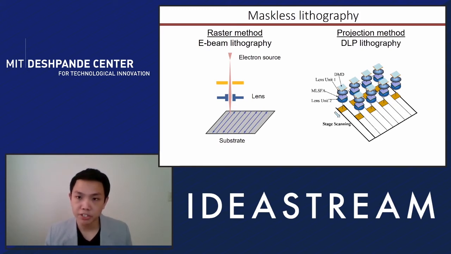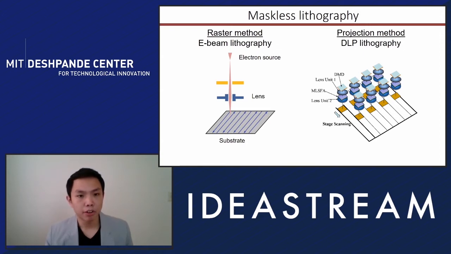One example of projection method is digital light processing lithography, or DLP. In this case, you have millions of microscopic mirrors that divert and project light onto your substrate. For regions where you don't want to be exposed to light, you simply adjust these microscopic mirrors.